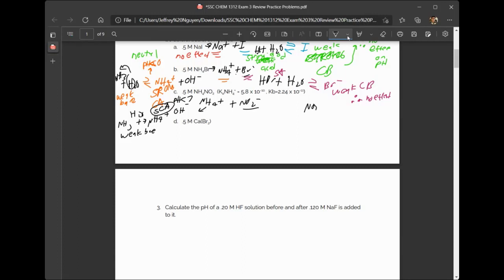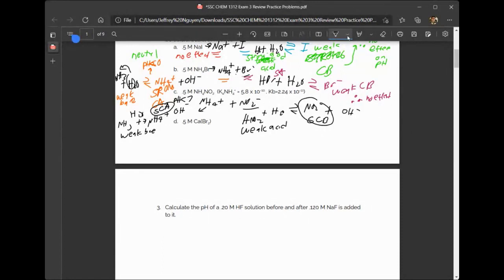So NO2−, and H2O, right? How do we get NO2−? Well, notice how NO2− is negative, so it must have had a proton on it, and then you have OH− left over. So this is a weak acid, and this is a strong conjugate base. So we have two things that affect the pH here. We have the NO2−, which will make things basic, and the NH4+, the conjugate acid, which will make things acidic.